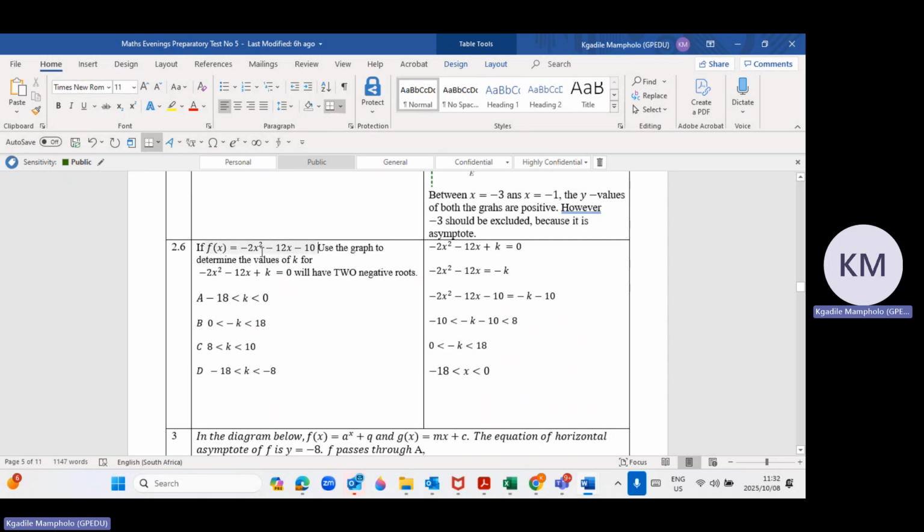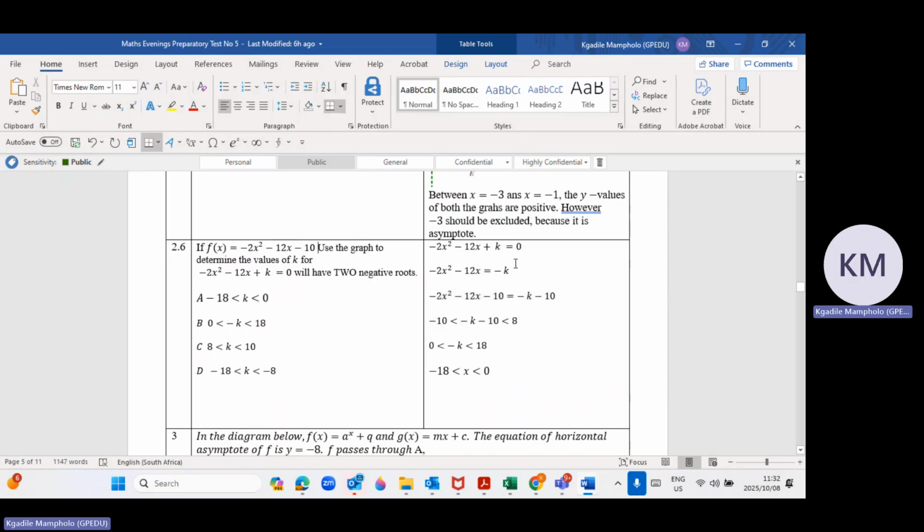But if these values are not the same, you go back and check your calculations, because they can say if b is -12 and c is -10. So they will always say if this equals to this, these will be the correct values that we are supposed to get. So I'm just giving you tips: if you calculated the values and in the next question they say b equals this and c equals this, you must know that these are the correct values. Now determine the values of k for which this will be equal to 0. It will have 2 negative roots.